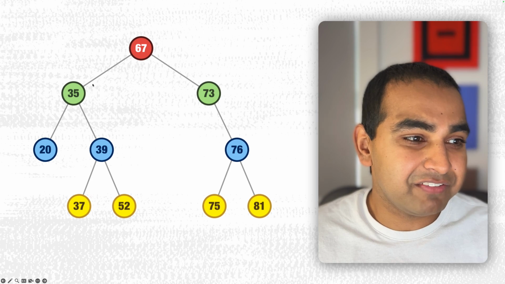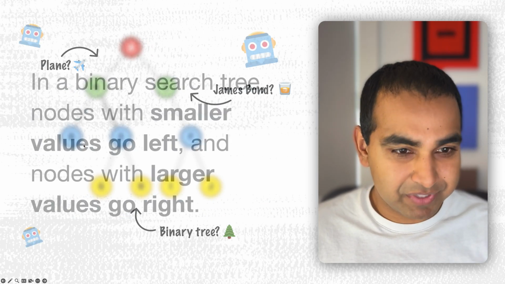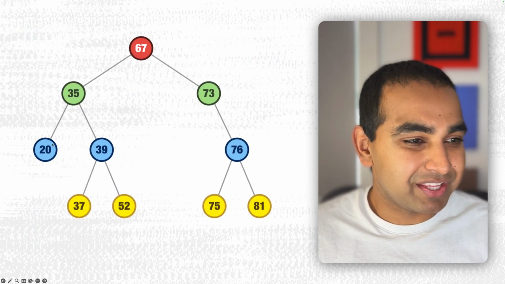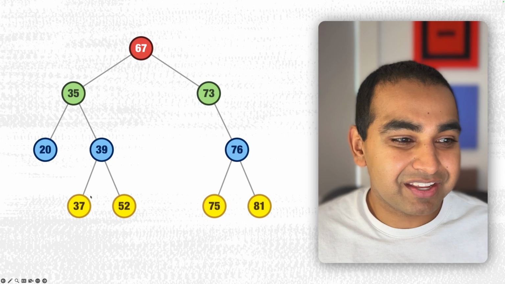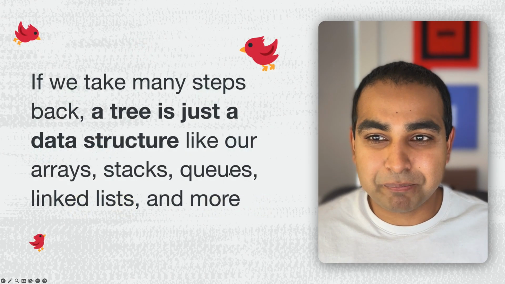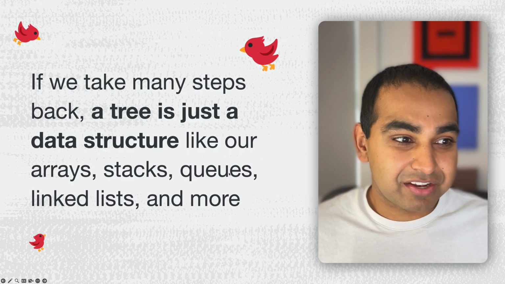Let's look at the 35 node. 20 and 39 are its two children. 20 is to the left of 35, 39 is larger, so it's to the right, and every node follows the same pattern.